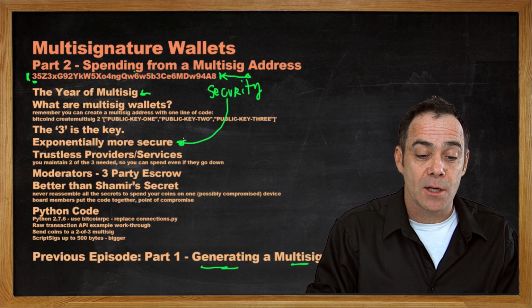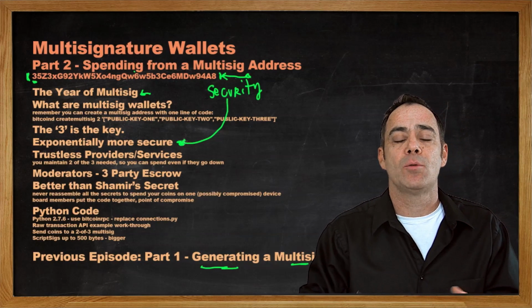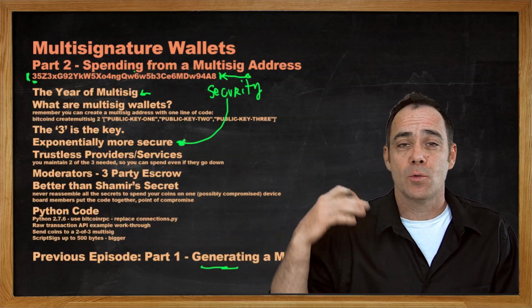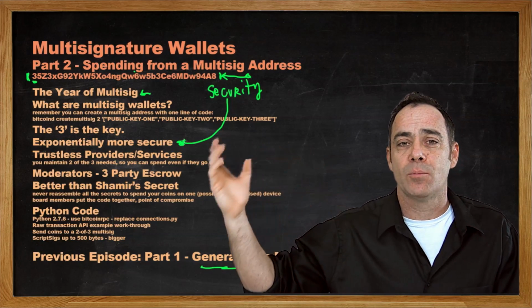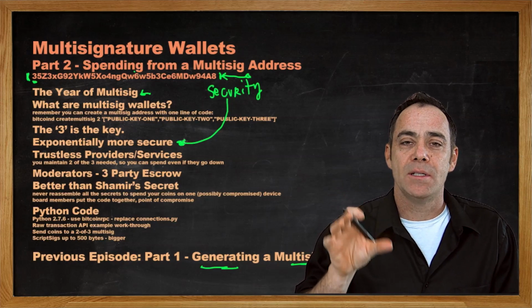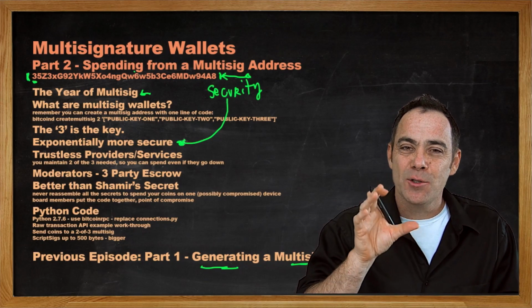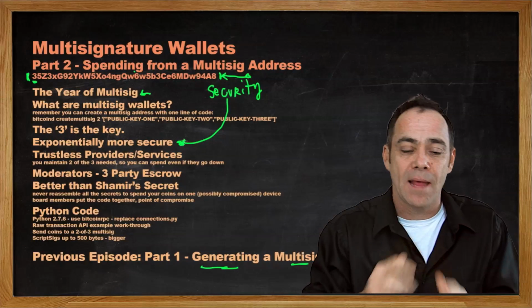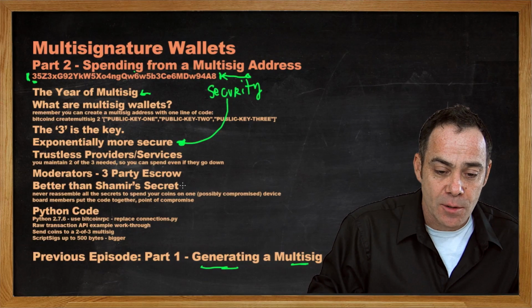Multi-sig is exponentially more secure. You are able to store your private keys in 3 different locations entirely. You can store some offline, you can store it with different providers. It makes hacking of Bitcoin infinitely more difficult. And because you're using digital signatures, you're never actually putting those private keys together in one spot. And that makes it vastly better than Shamir's secret.